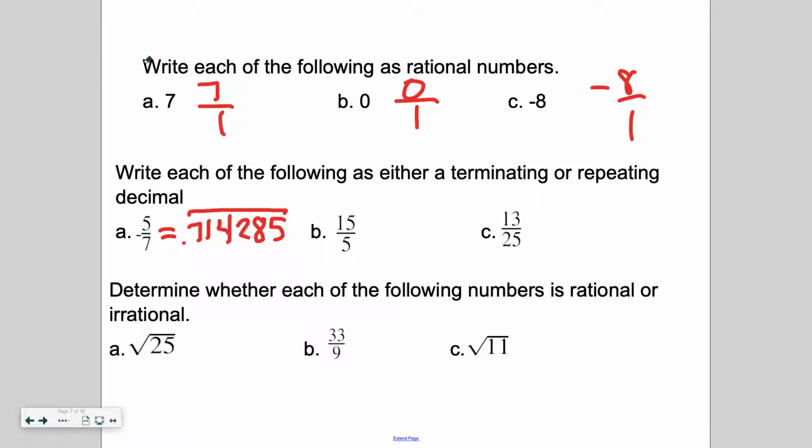15 over 5. What is 15 over 5? 3. So if I put it as a decimal, it's 3.0, because that would be a decimal, but we don't usually write it as 3.0. 13 over 25 is 0.04. So I really just want you to write these as decimals.